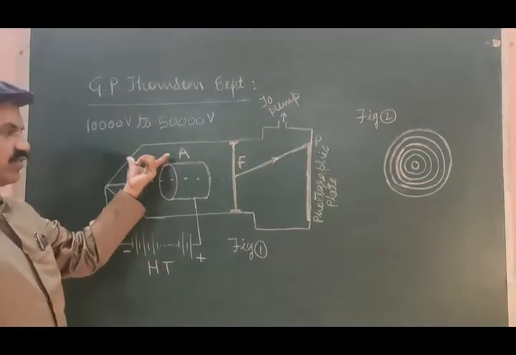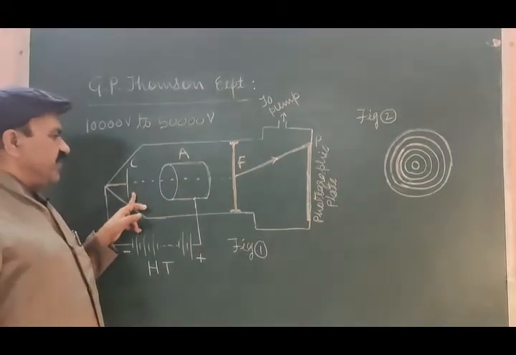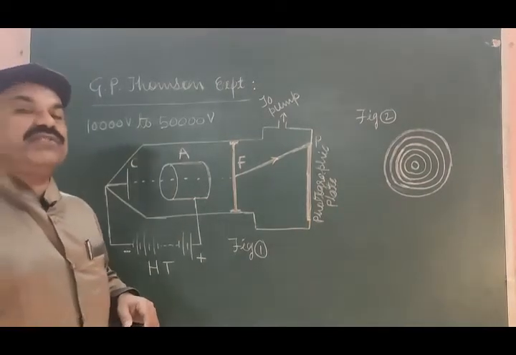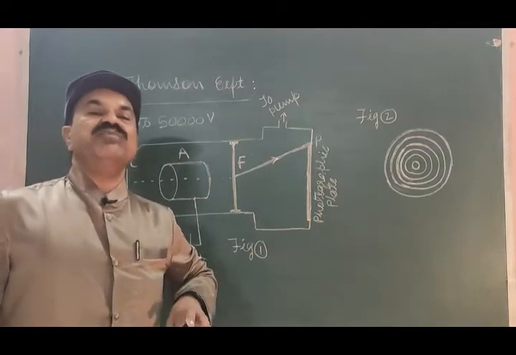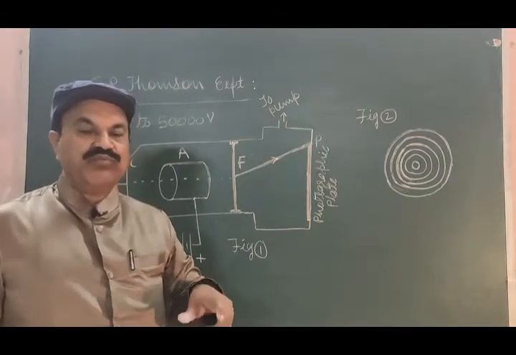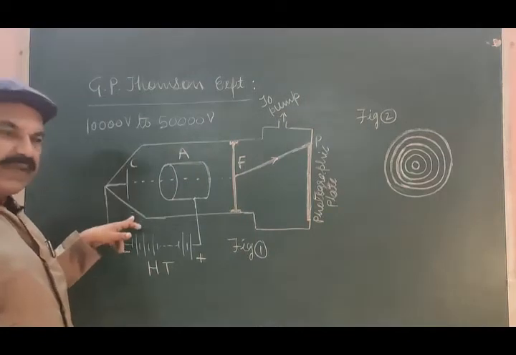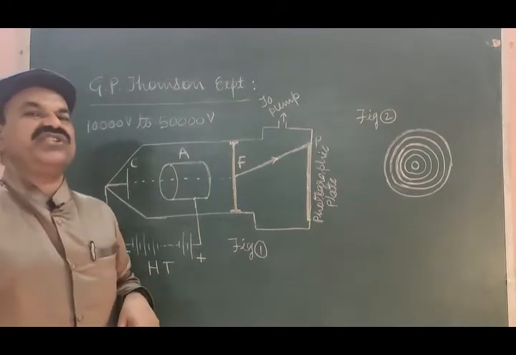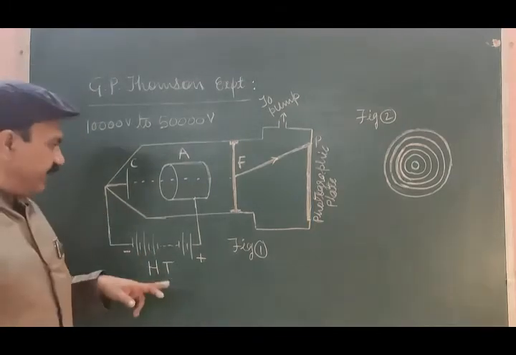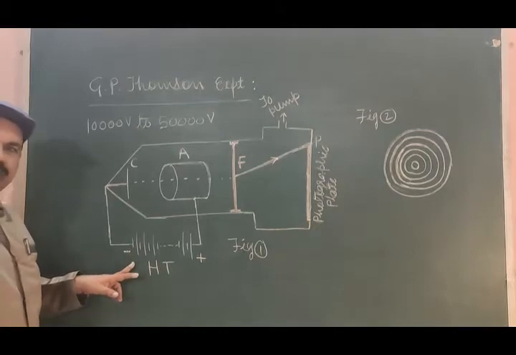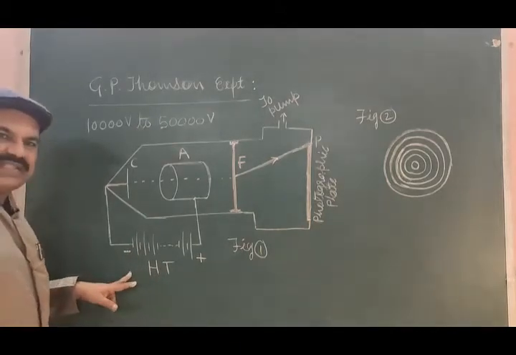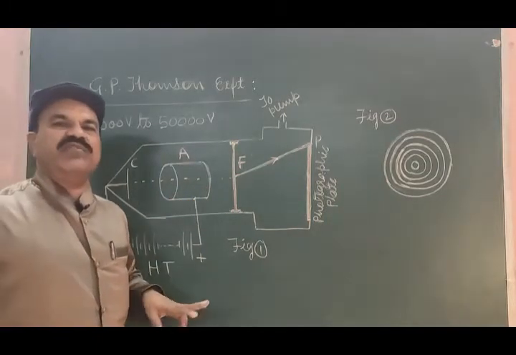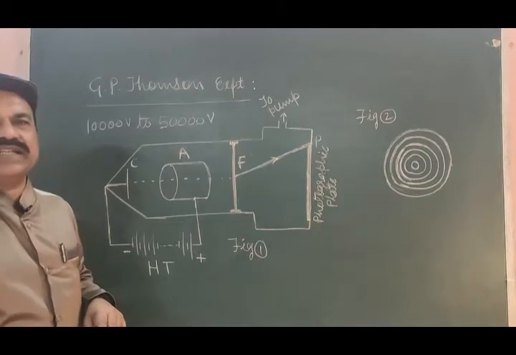This is just similar to a diode structure. This is the cathode, this is the anode. Of course, this is just analogous to a vacuum diode. This plate is the cathode. This cylindrical structure is the anode. To the cathode, the negative terminal of the high tension power supply is connected, and to this anode, the positive terminal of the high tension power supply is connected.